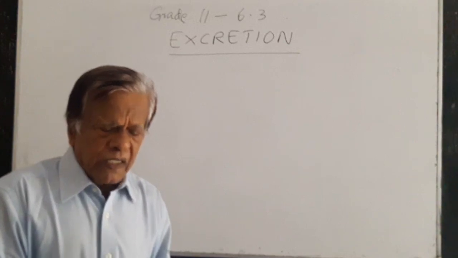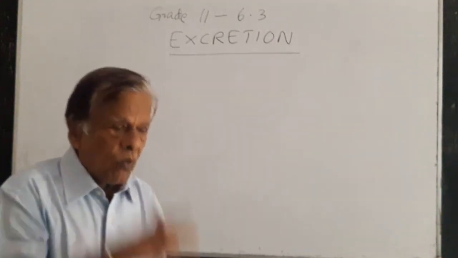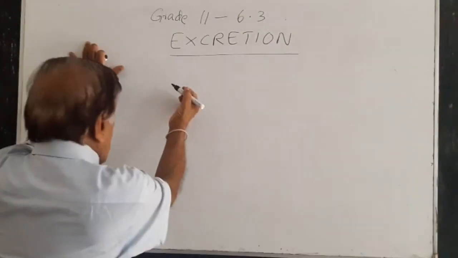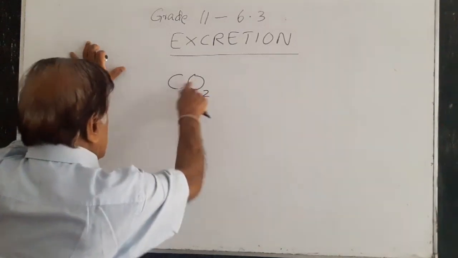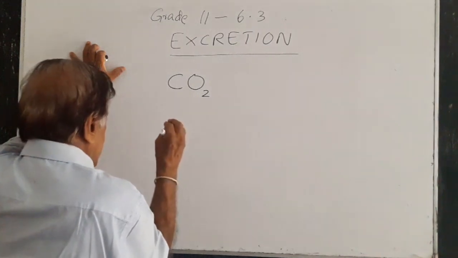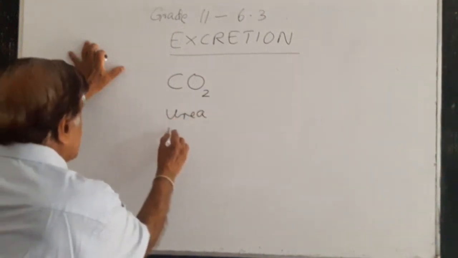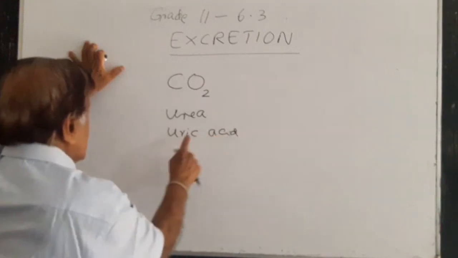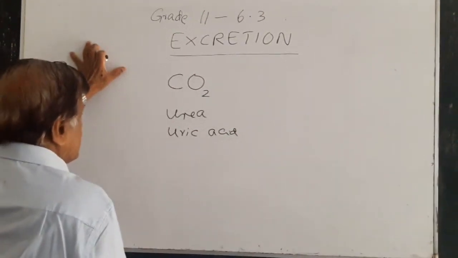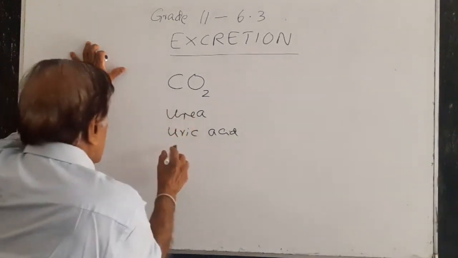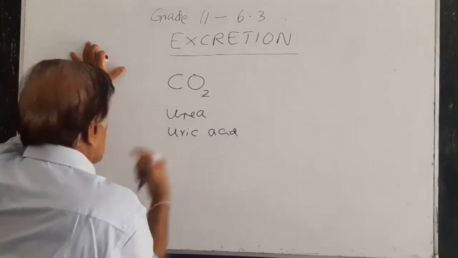The process by which they are removed, we call excretion. Excretion is the process by which excretory substances are removed from the body. Now, you know that carbon dioxide is an example of one excretory substance. Another excretory substance is urea. Also uric acid, which is formed in very small quantities.